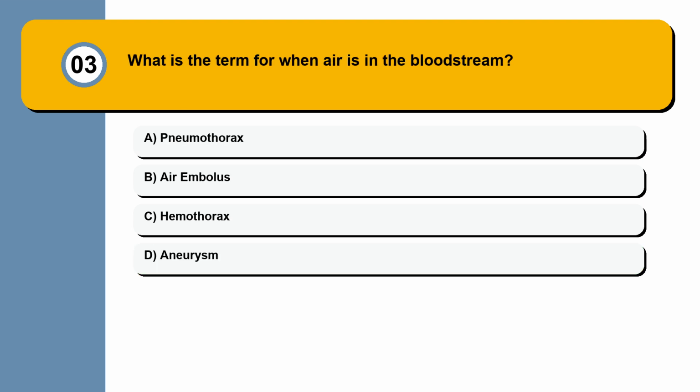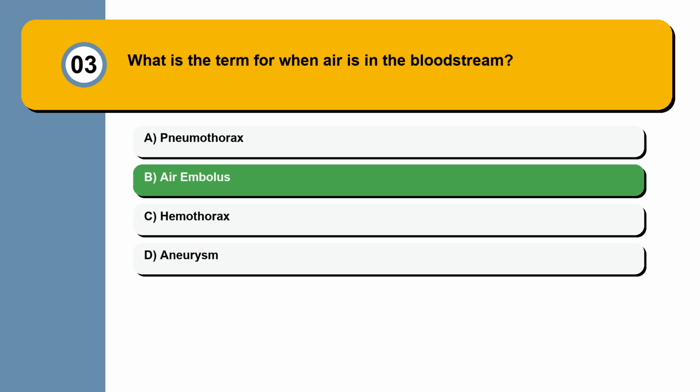Question 3. What is the term for when air is in the bloodstream? Pneumothorax, air embolus, hemothorax, aneurysm. Air embolus.